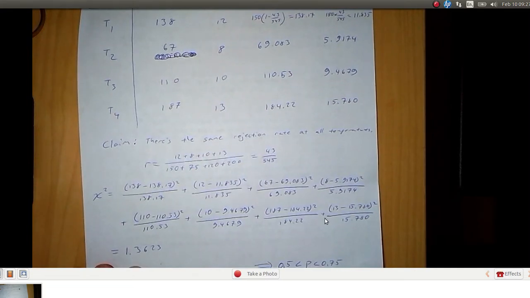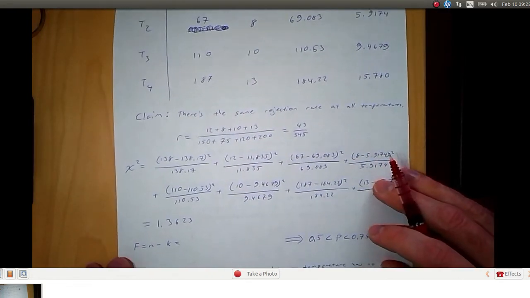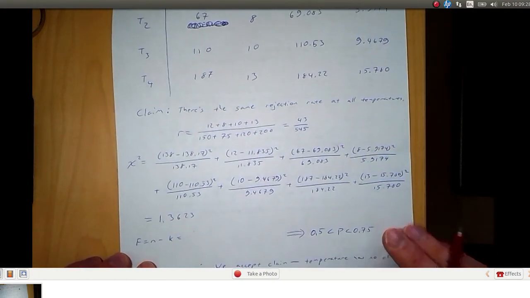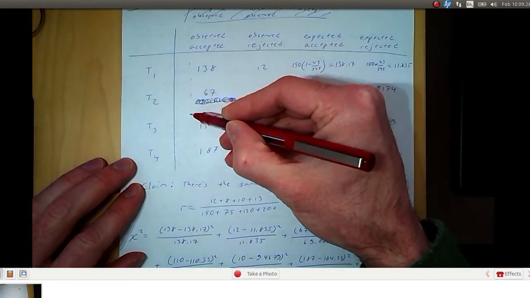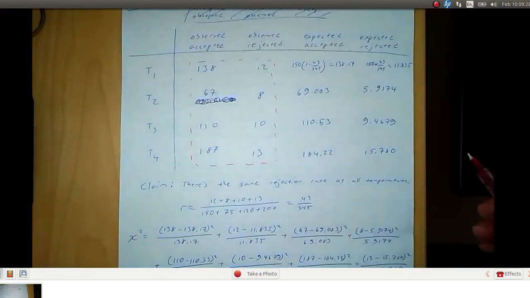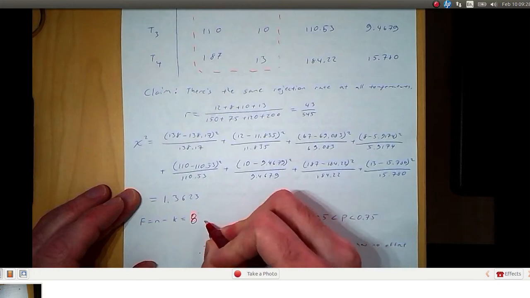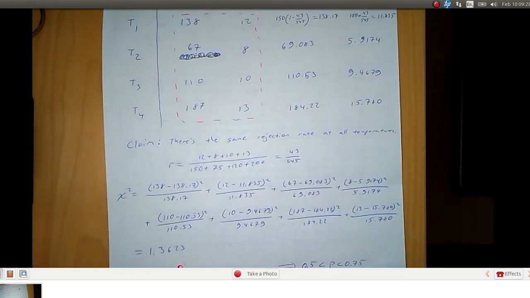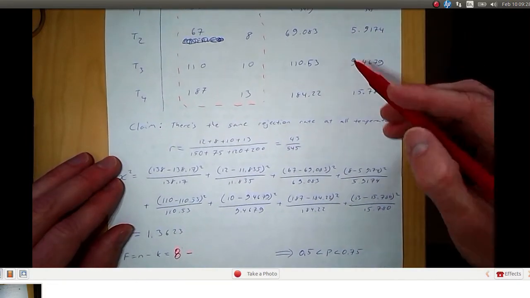Now, we need to see what the probability is for getting a chi-squared value bigger than this, and to do that, we need to figure out the degrees of freedom for this case. So degrees of freedom is n minus k. N is the number of observations, so we already saw that there are 8 observations, so n is equal to 8. And then we subtract from that the constraints, which is the number of times that we use our data to come up with our expected values.